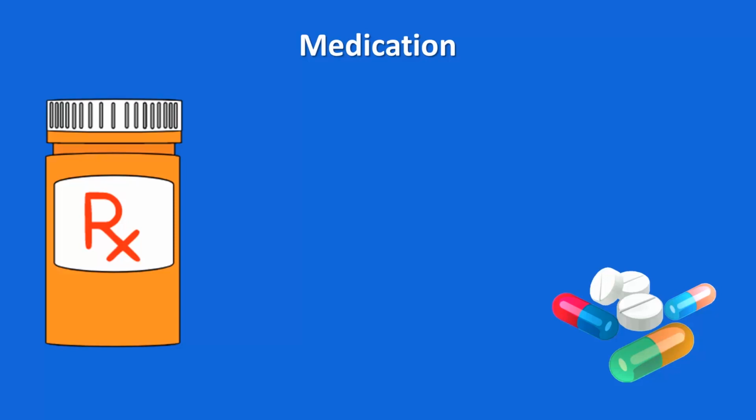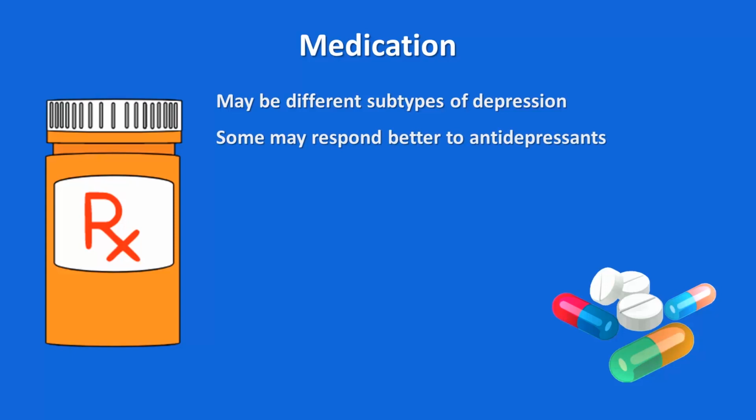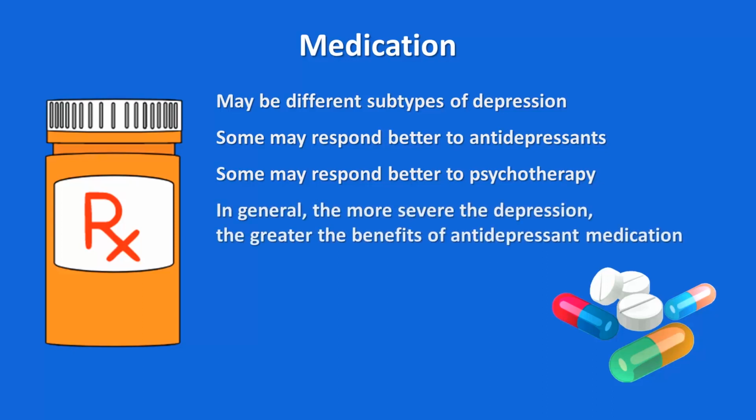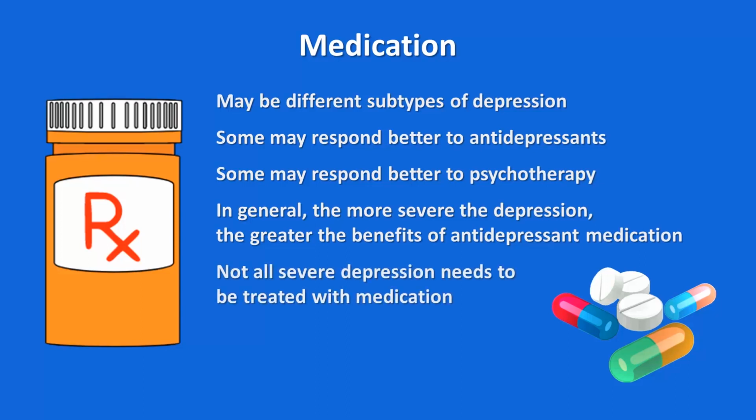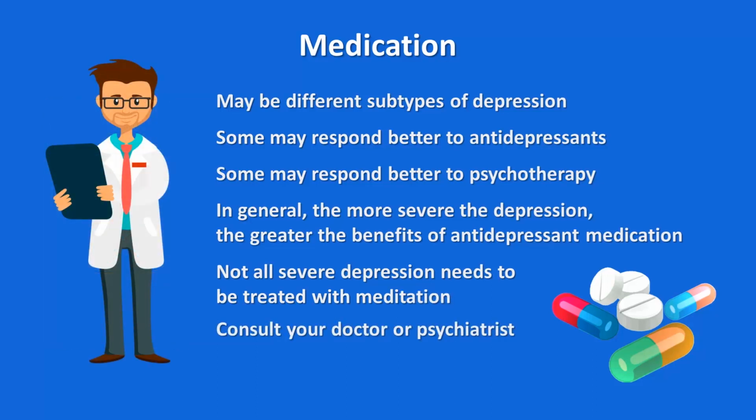Now, how do we know if we should be on an antidepressant? Well, the short answer is we don't. We don't really understand the biology of depression that well, and it's possible that there are different subtypes of depression that we're not able to differentiate right now, and that some will respond to drug treatments better than others. Some may be very hard to treat without medication, and some may respond better to psychotherapy than to medication. Broadly speaking, the more severe the symptoms of depression, the greater the benefits of antidepressant medication compared with placebo. But that doesn't mean that all severe depression needs to be treated with medication. And so if you have questions about treating your depression with medication, you should consult your doctor or a psychiatrist.